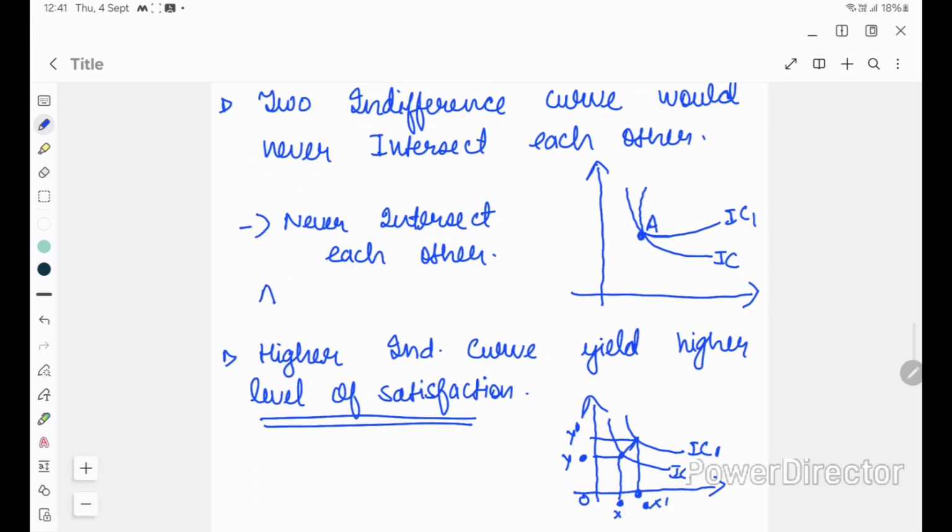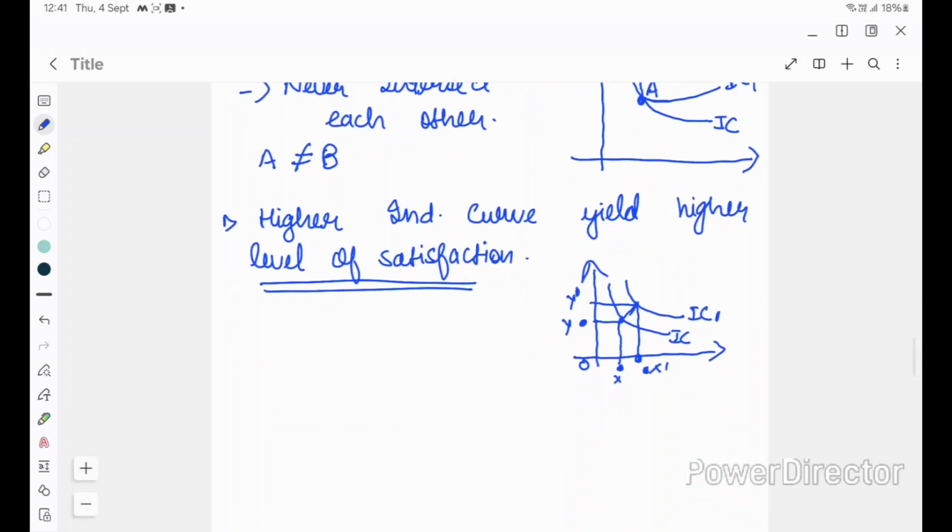Okay. A cannot intersect B. Indifference curve A cannot intersect indifference curve B. Why? Because then it would imply that indifference curve A is equal to indifference curve C. But we know that higher indifference curve gives more satisfaction to the consumer. And the last one is higher indifference curve yields higher level of satisfaction because they have more quantities of both the goods.